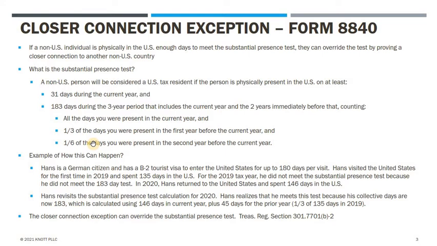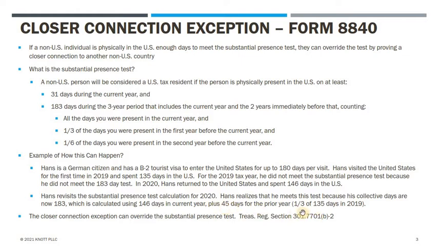So 2019, he's good. He left, but then he came back to the U.S. in 2020 and spent 146 days in the country. Here's the problem. Right now, when he looks at his substantial presence test calculation for 2020, he realizes he's over this 183-day mark, right? Because when he does this calculation, he had 146 days in 2020, and then he adds 45 days from the prior year, right?